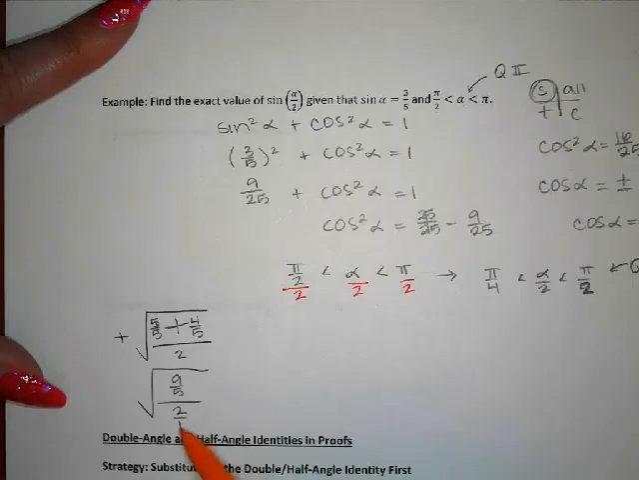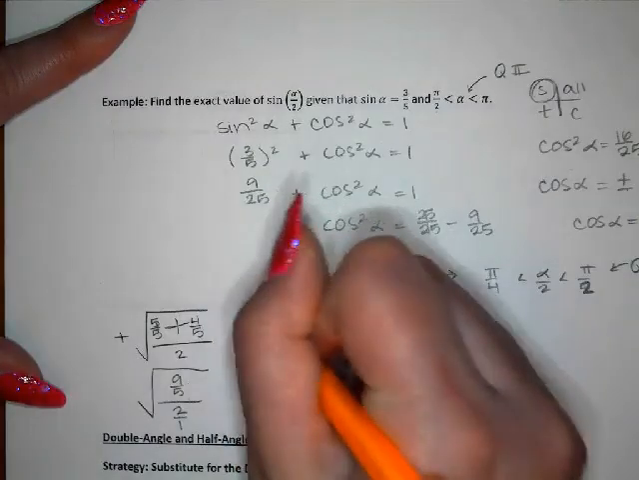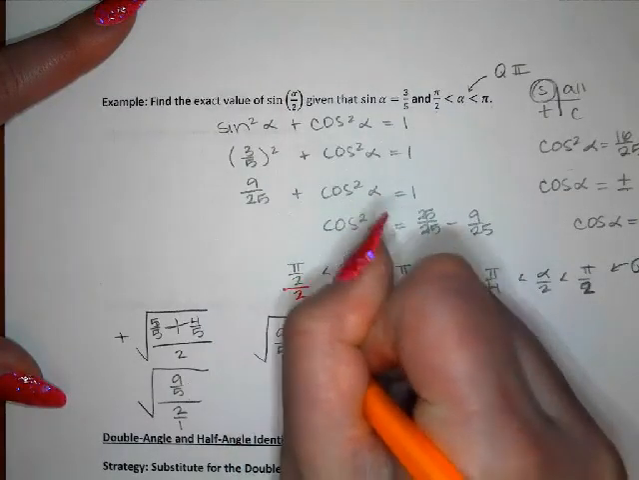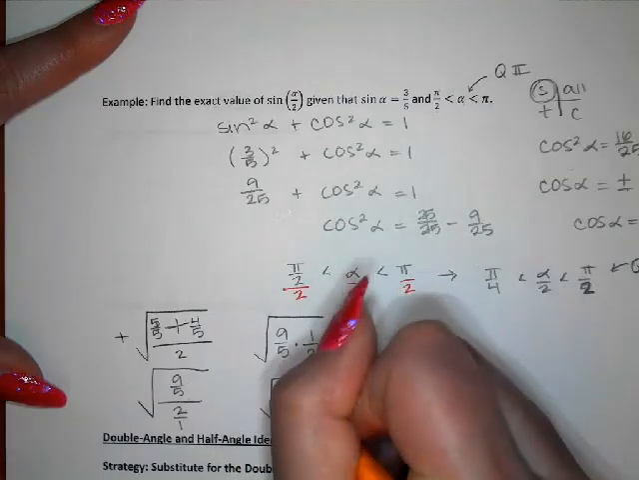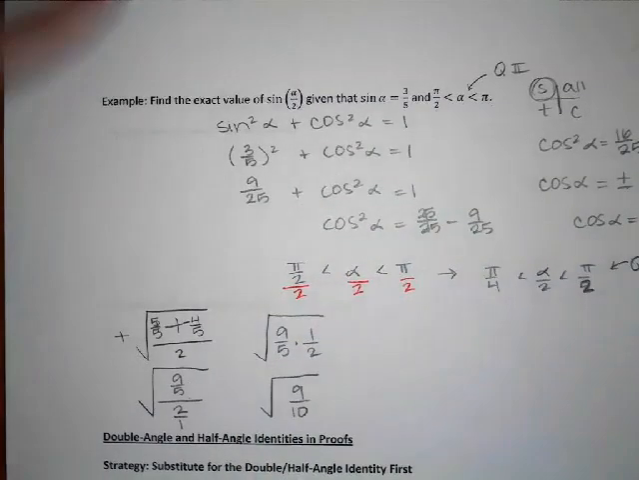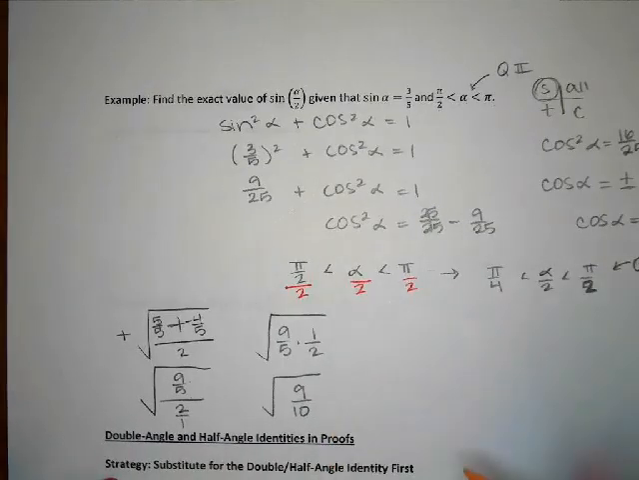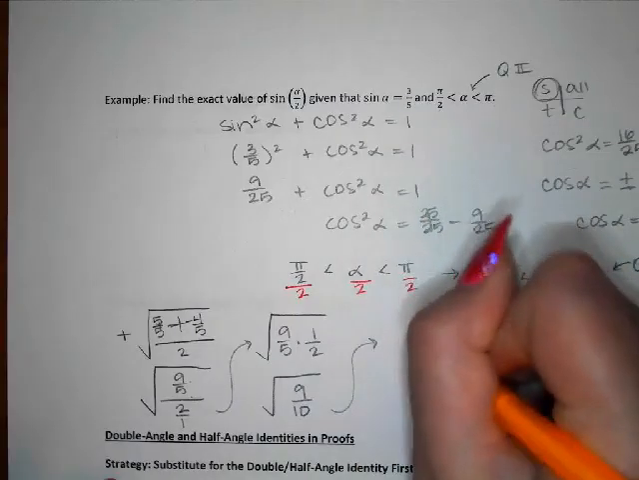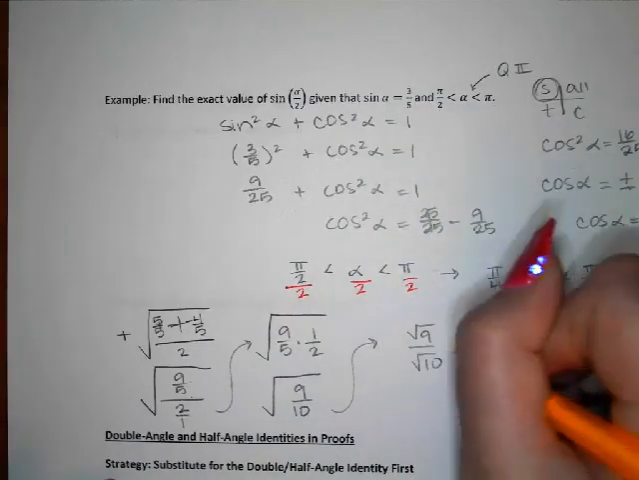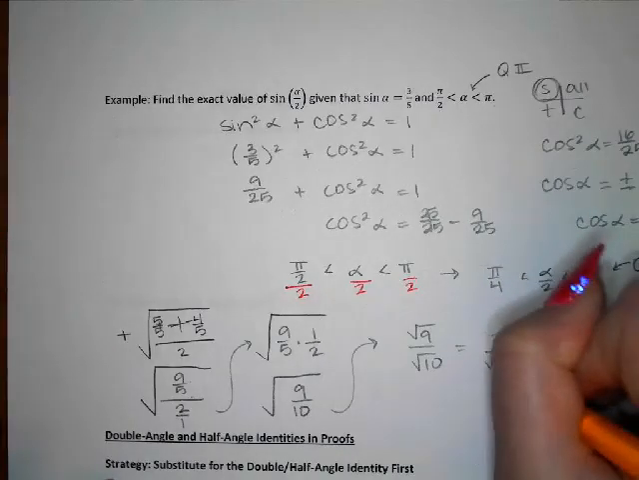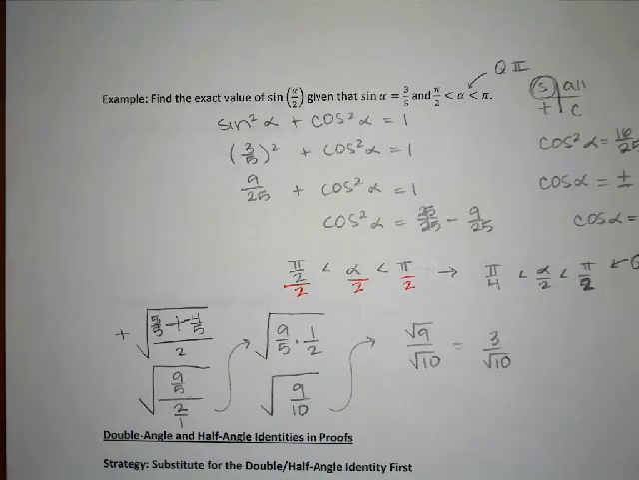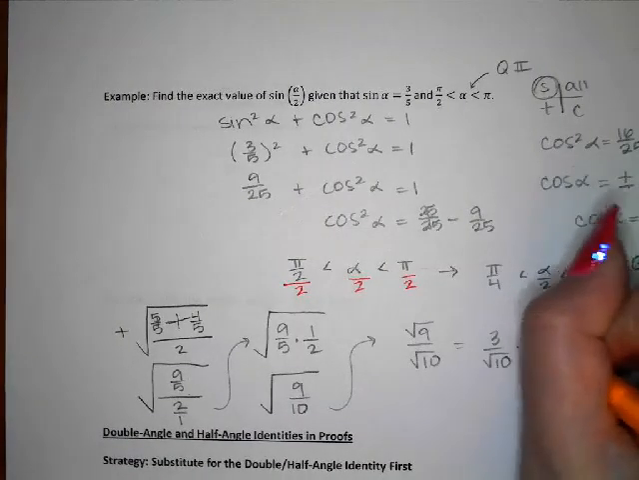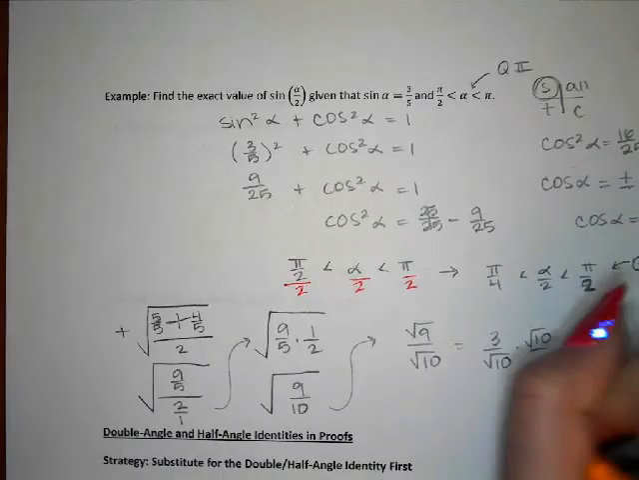Okay, and so I can keep it, change it, flip it, or I can take the 9/5 and multiply by the reciprocal. So this is the square root of 9/10. And so that means I'm going to get square root 9 over square root 10, which is 3 over square root 10. So sine of alpha over 2 is 3 over square root 10. And if I wanted to rationalize that, and I typically do, then I'll multiply by root 10 over root 10, and I get 3 root 10 over 10.